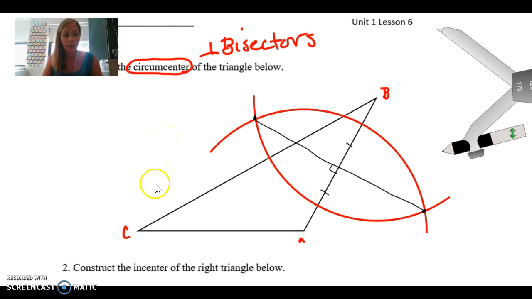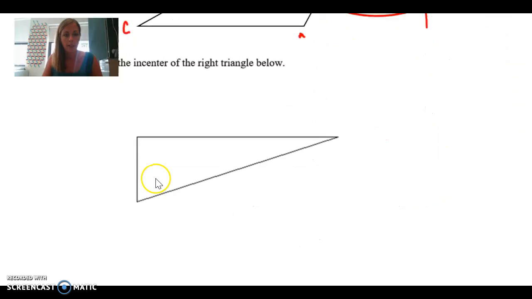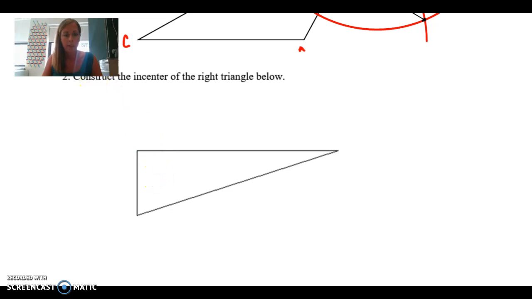And now I think we're ready for question number 2. So question number 2 says construct the in-center. For the in-center, you just need to find the midpoints of all 3 sides. And so you're going to basically do the same process. Find the midpoint, find the midpoint, find the midpoint. And so I assume that you know how to find the midpoint since you know how to bisect.